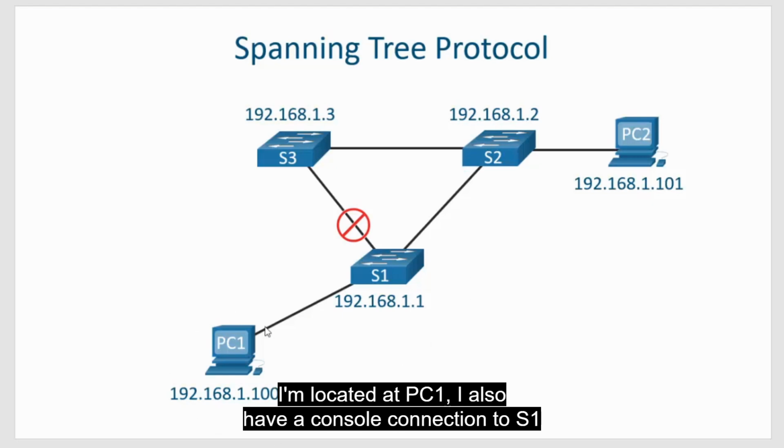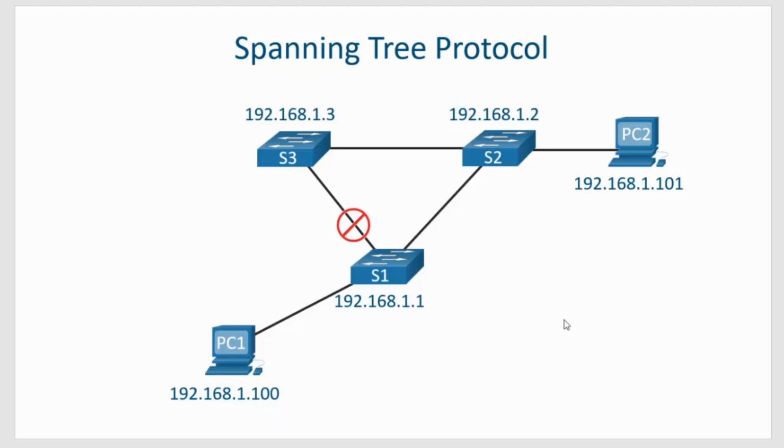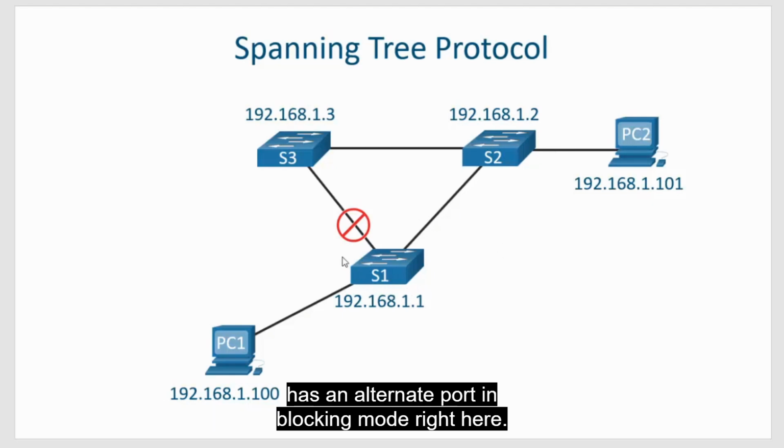I'm located at PC1. I also have a console connection to S1, and my IP address is right here, 192.168.1.100. I connected a second PC to switch 2, and it's located at 192.168.1.101. Now, S2 is the root bridge, and therefore S1 has an alternate port in blocking mode right here. Let's take a look and verify what's going on.